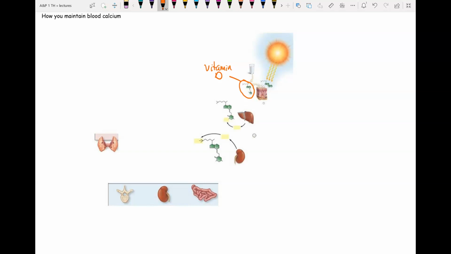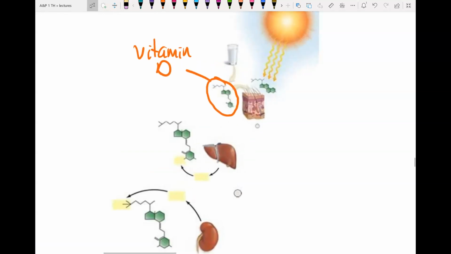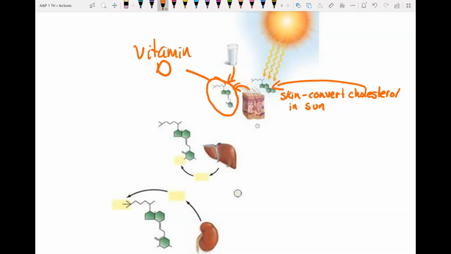Remember that sunlight stimulates your skin to convert cholesterol to vitamin D. So if you notice here, there's two arrows pointing to vitamin D. So one way that you can get vitamin D is from your skin. Your skin will convert cholesterol when you are in the sun. So UV light stimulates your skin to convert cholesterol. So there's the cholesterol that your skin's going to convert into vitamin D.